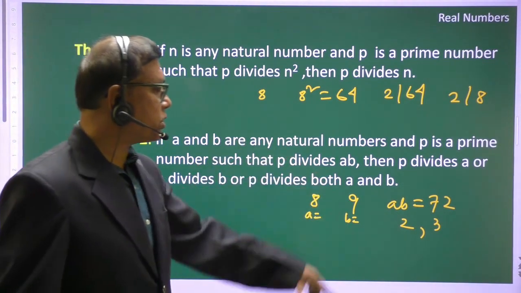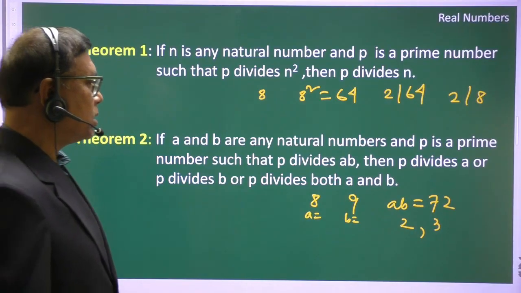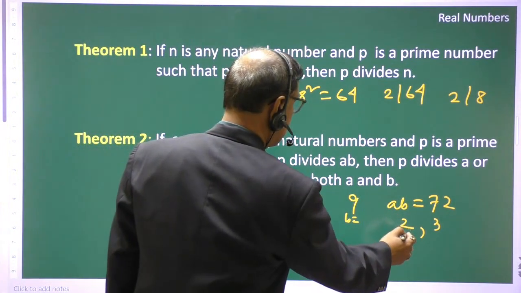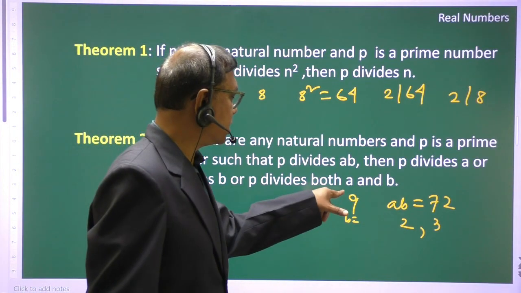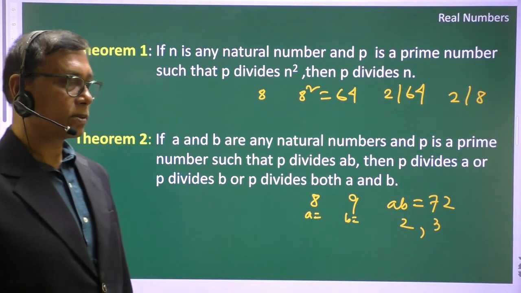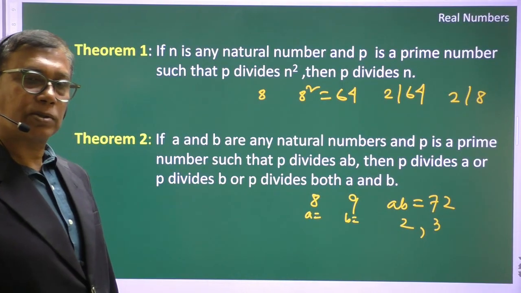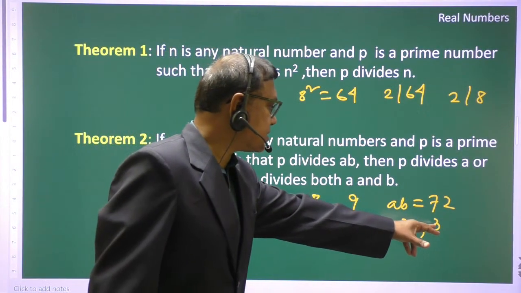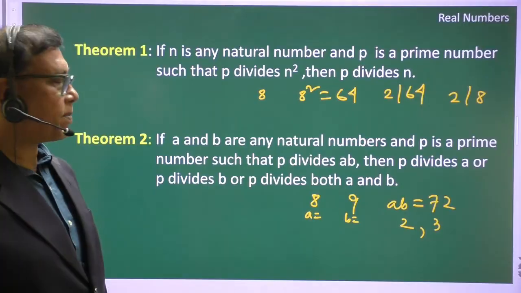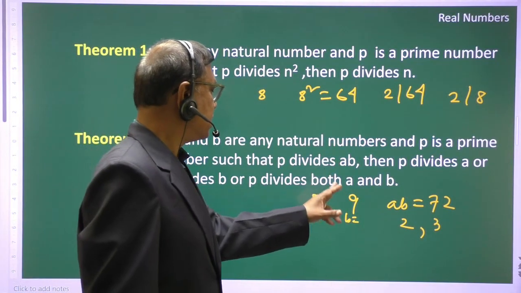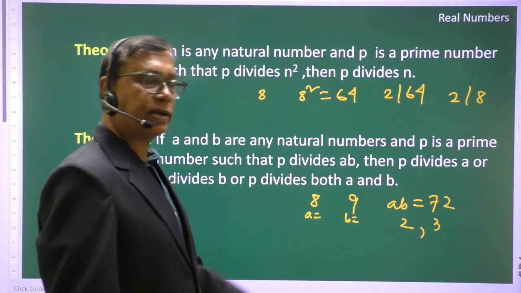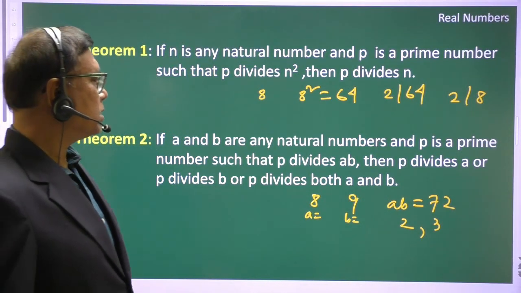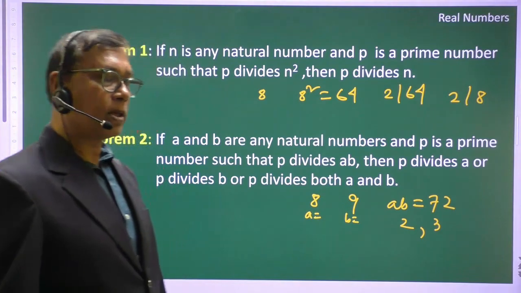So according to this theorem, 2 divides 8, but 2 does not divide 9. But if I consider the prime number 3, then 3 divides 9 only, but 3 does not divide 8. This is the theorem. Clear?